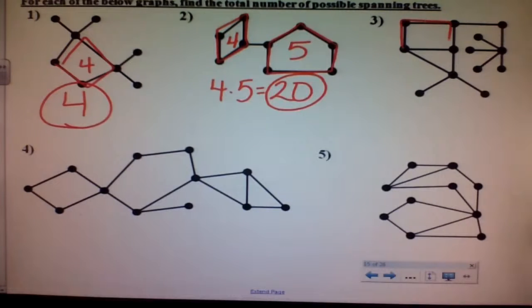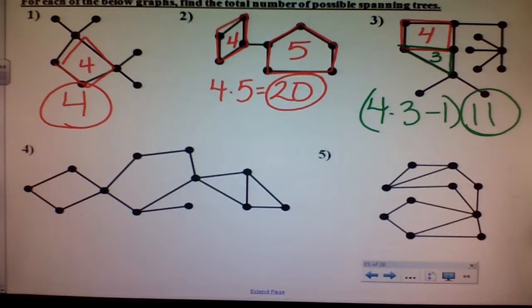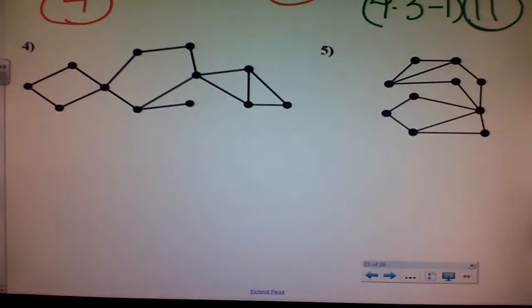Because here's my first circuit of 4, and here's my second circuit of 3. They share this line in common right here. So this is 4 times 3 minus 1. So there's 11. Does that make sense? Yes. Okay. So be careful with number 4.